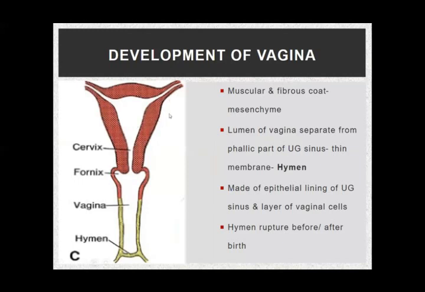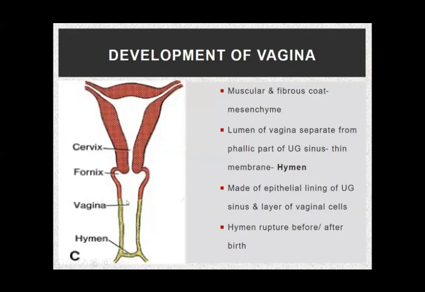Then comes the muscular coat. बिल्कुल जिस तरह muscular coat of the uterus was developed from the surrounding mesenchyme, तो ये जो इसमें vagina का भी जो muscular coat है, muscles, connective tissue element, whatever, this also develops from the surrounding mesenchyme.